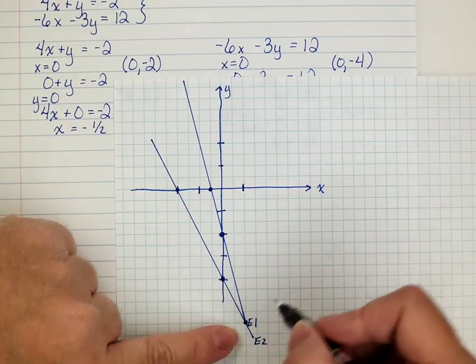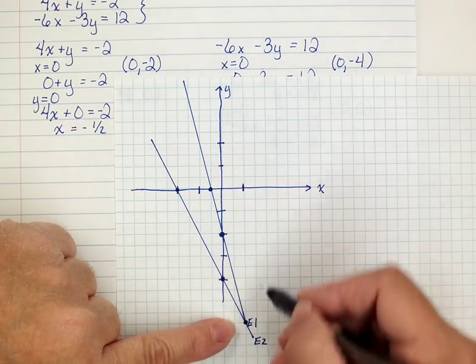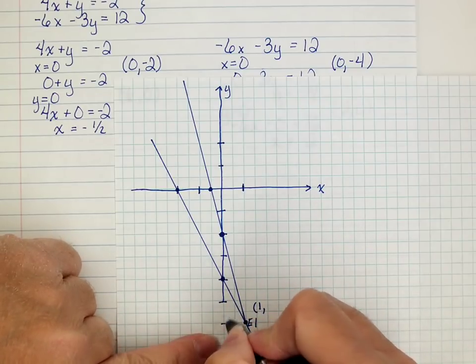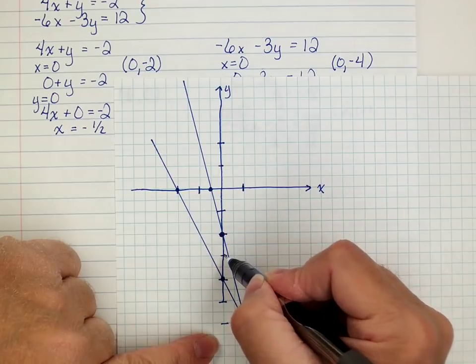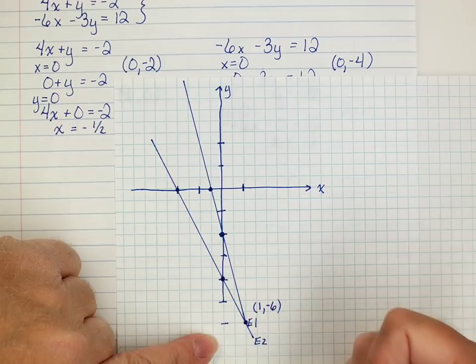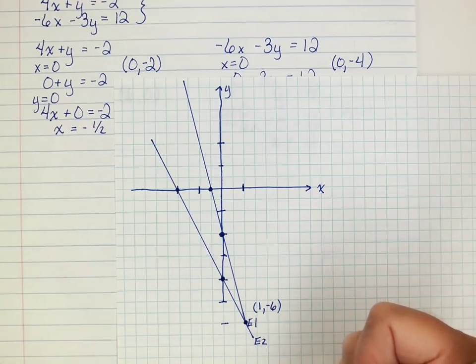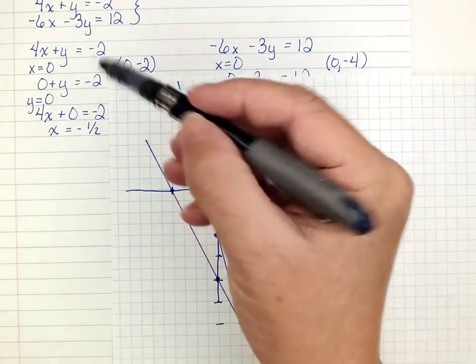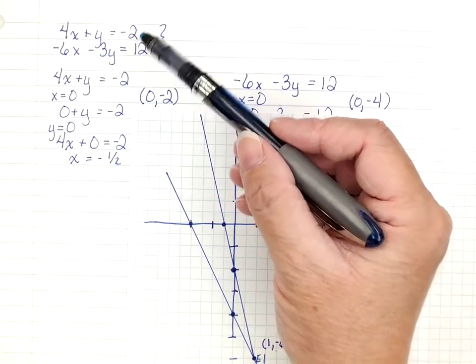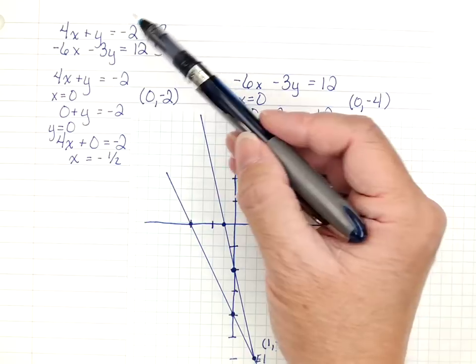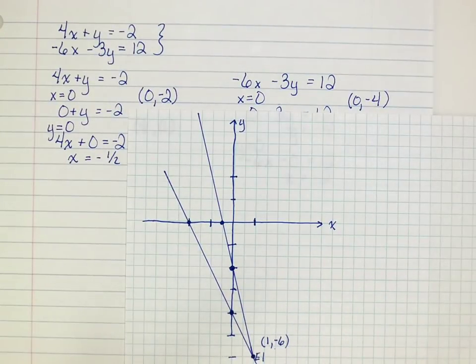That point, if we count over, that's 1 on the x-axis. And if we go down, that's 1, 2, 3, 4, 5, 6. So that's negative 6. That would be our solution point, where they crisscross. Now, if I wanted to check the solution by algebra, what I do is I take this point and I'm going to plug it back in to each of these two original equations and make sure that this condition is met, that this answer really is the answer.